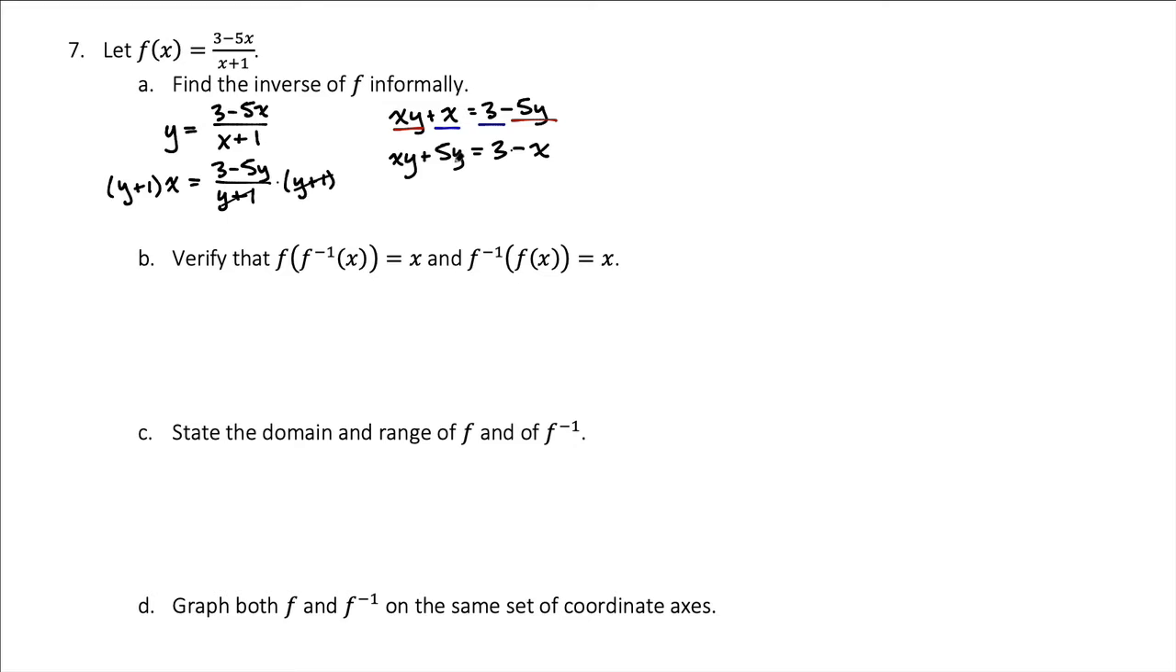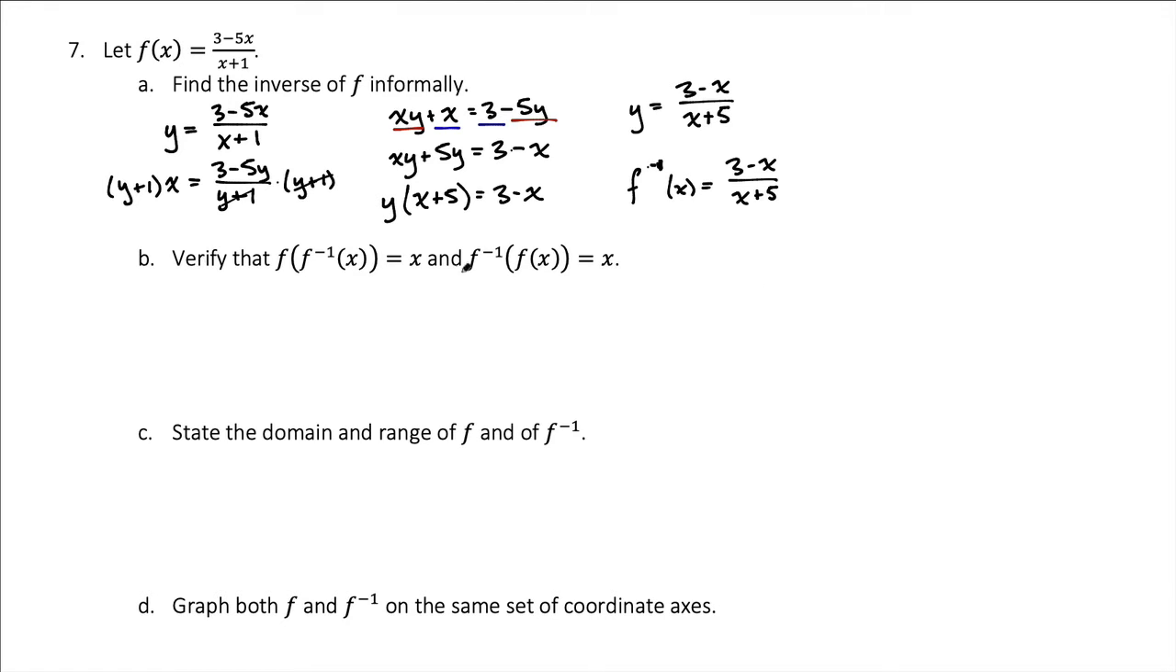Okay, now we're going to factor the y out of the left side. We're left with y times x plus 5 equals 3 minus x. And then just divide by the x plus 5 to solve for y. 3 minus x over x plus 5. Okay, so that we've got y by itself, so this is our inverse function. f inverse of x equals 3 minus x over x plus 5.